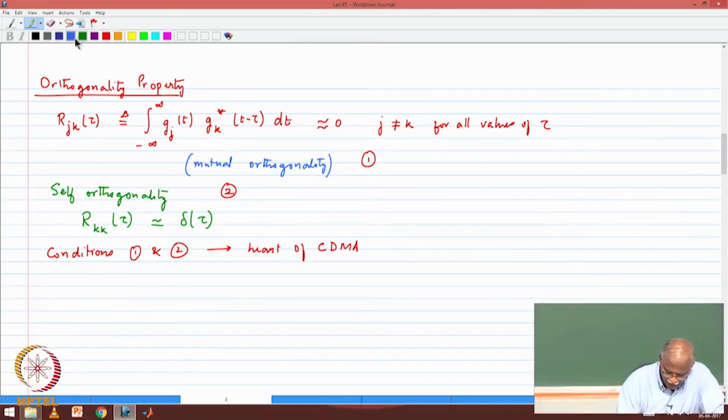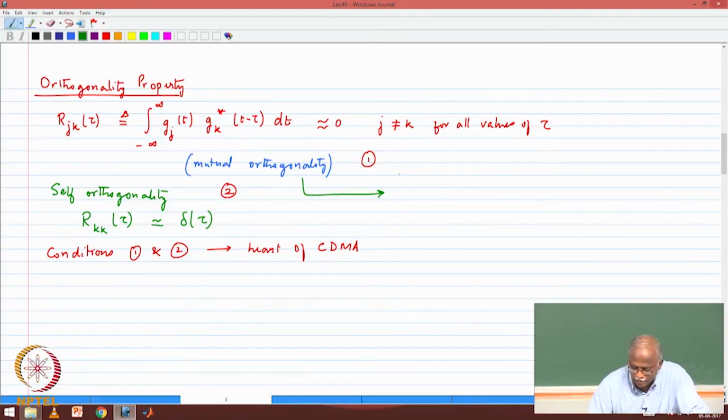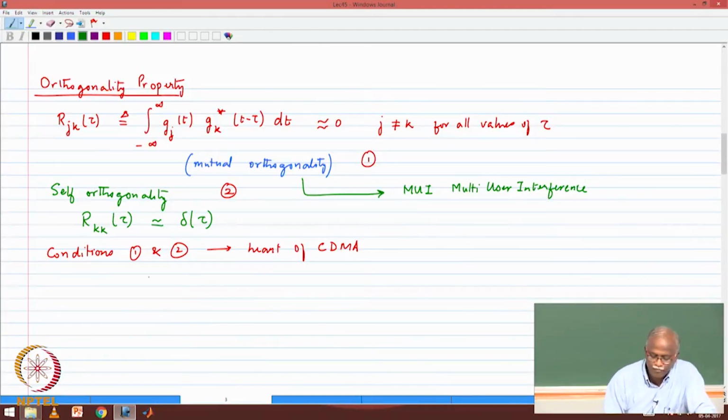So, just to re-emphasize, the mutual orthogonality is what helps me be robust against multi-user interference. The common notation is MUI, multi-user interference. This is the interference caused by other users who are on the same channel. And self-orthogonality is the one that helps me deal with the multi-path, time dispersion. So, those are the two impairments.